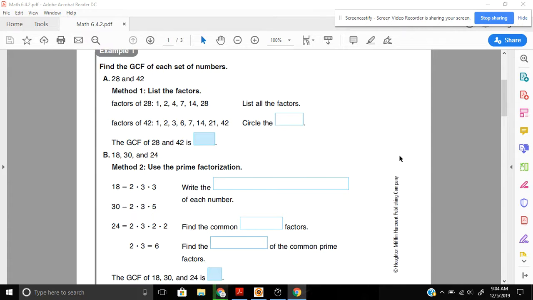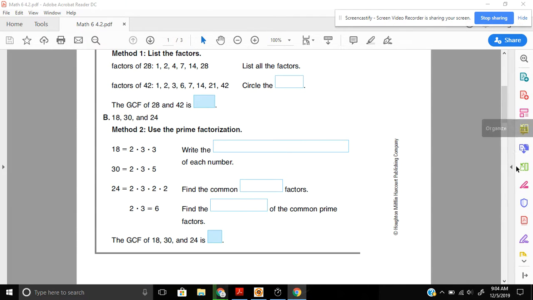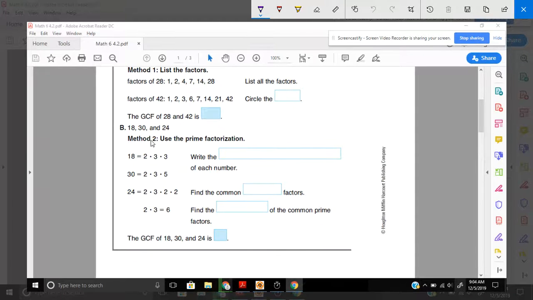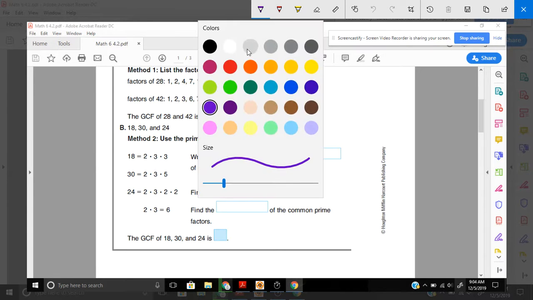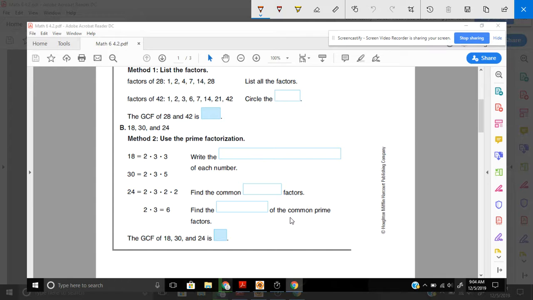For letter B, they show you that you can also find the greatest common factor of numbers by using prime factorization. Okay. Remember with prime factorization that the trick is to use a factor tree. So if I had 18, I could break it down into 9 times 2, circle my 2 since that's prime, and then break down this composite number into 3 times 3. And when you write out the prime factorization, it would be 2 times 3 times 3, all of my circled numbers multiplied by each other.